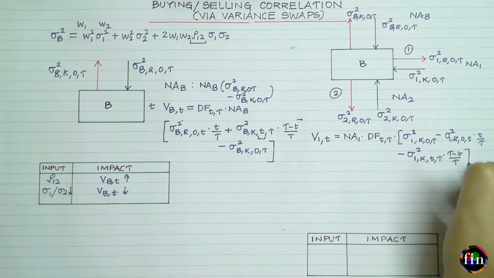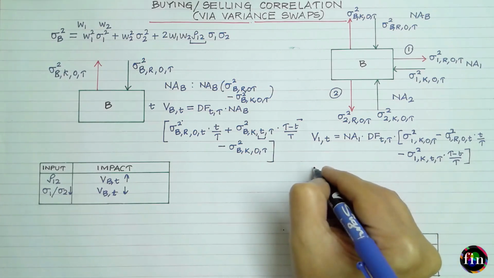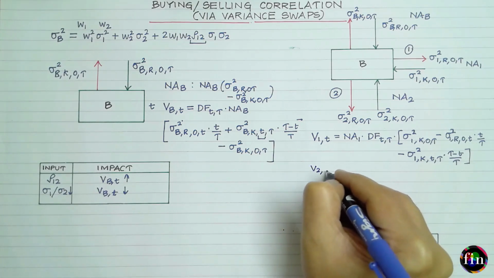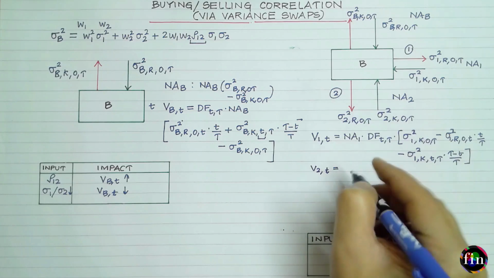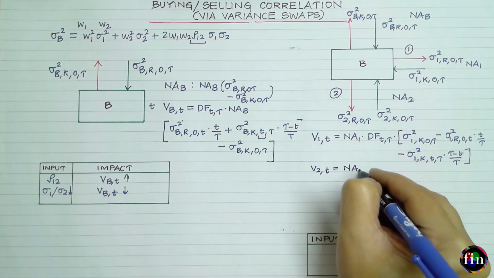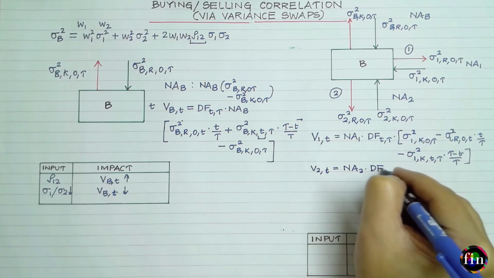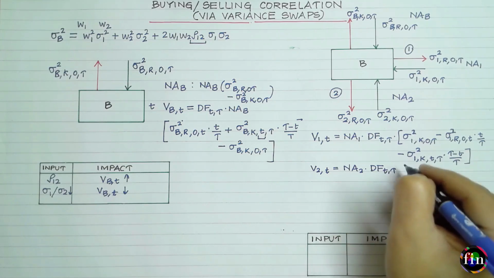Okay, I can write a similar relation also for V2t, the second leg, and it will be NA2 times DF from t to T.